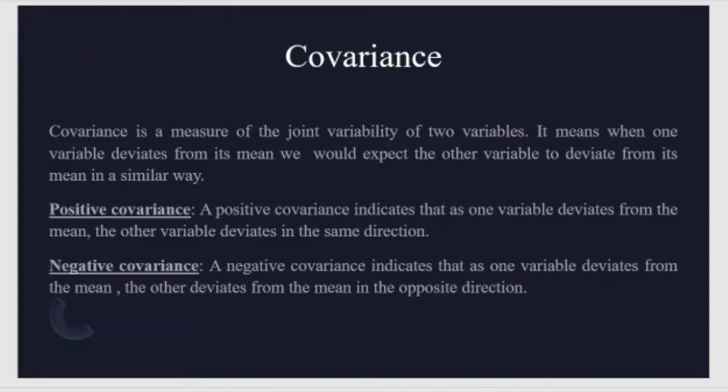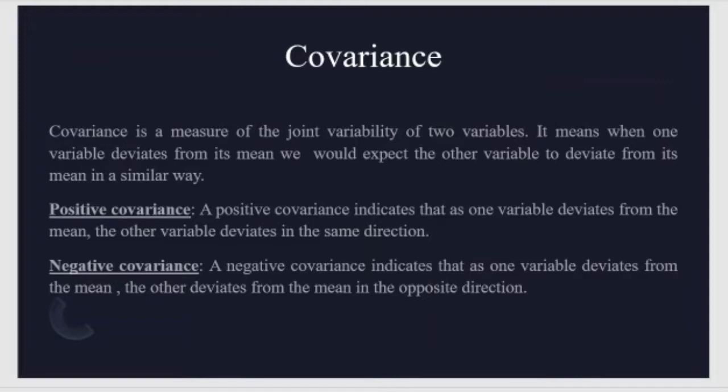Is it clear? Yes. Okay, so again there are two types of covariance: positive covariance and negative covariance. Positive covariance means they move in the same direction. It means if in one variable the scores are below the mean, then in the other variable also the scores are below the mean. Similarly, but in negative covariance they move in the opposite direction. Is it clear? Okay.